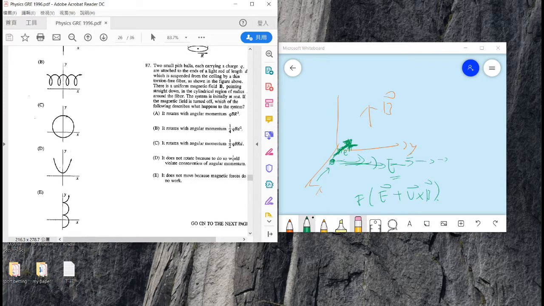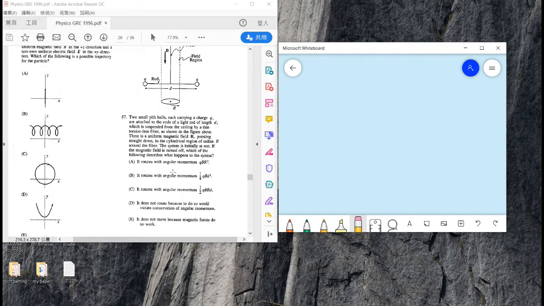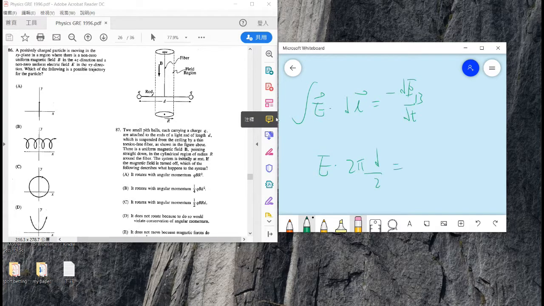Okay, so 87, two small pins. You can read the question by yourself because it is somewhat long. But all we need is to find the angular momentum. So basically we have Faraday's law. For Faraday's law, E times 2 pi d divided by 2 is equal to the flux, so the magnetic field change with time times pi r squared.